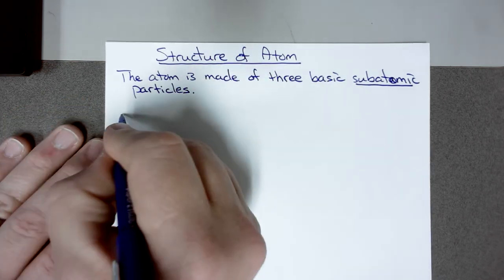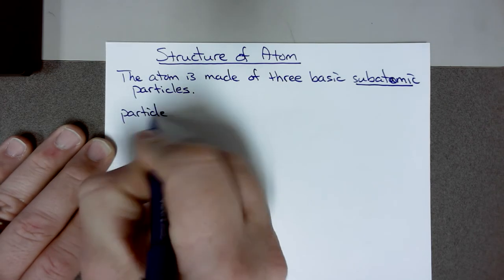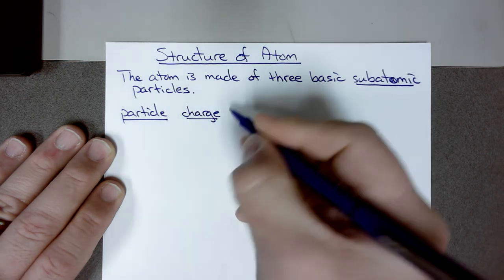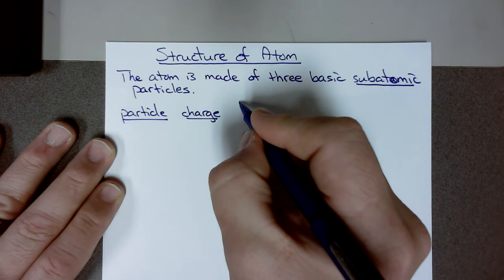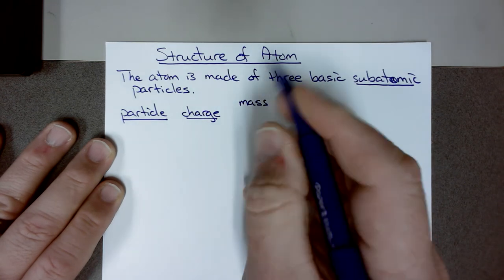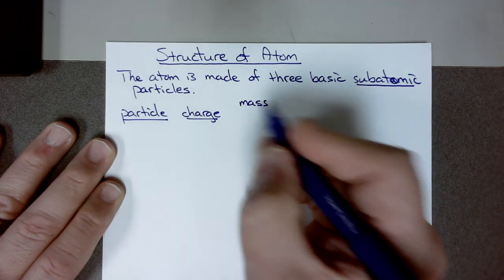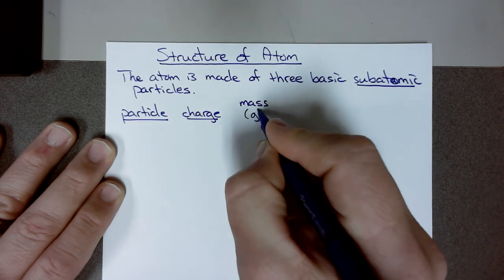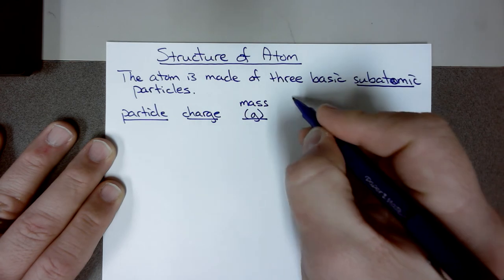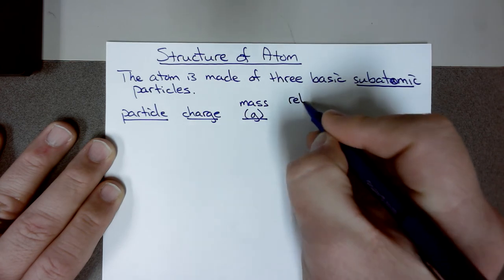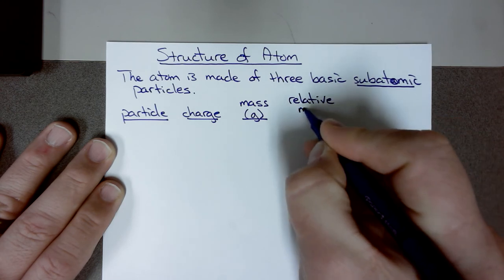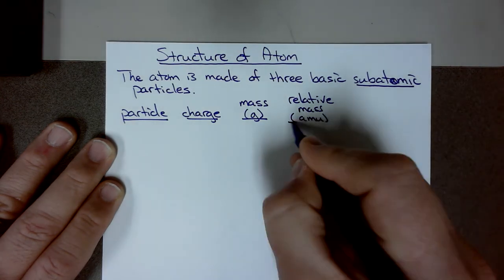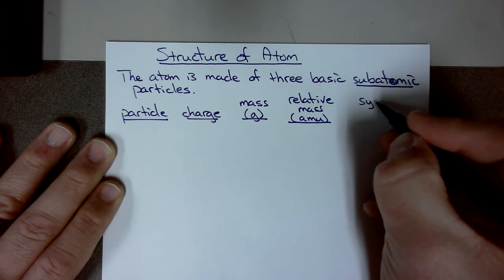And in this chart we'll have the name of the particle, the charge of the particle, the mass, the real true mass of the particle in grams, the relative mass of the particle in AMU, atomic mass units, and the symbol that we will use for this particle.